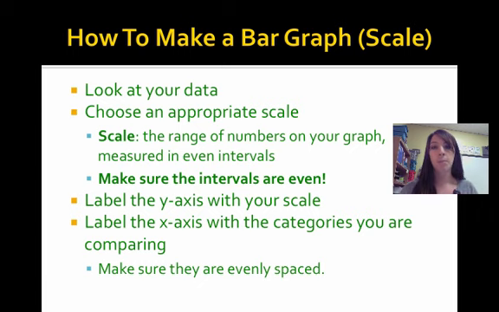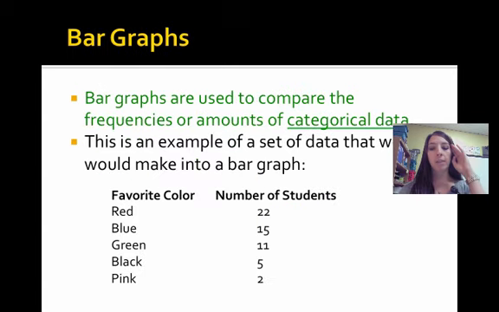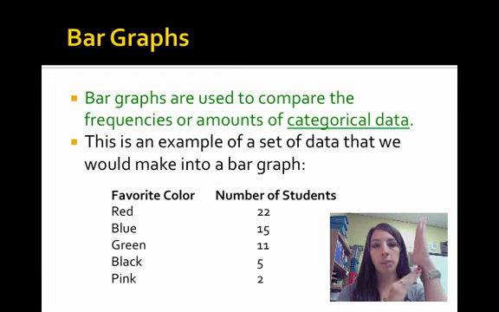We're going to practice making bar graphs. So you label your axis with your scale. The y-axis is the scale, and the x-axis is all the categories you're comparing. So the y-axis is numbers, and the x-axis is all the categories. So for this one, the y-axis would be the number of students, and the x-axis would be red, blue, green, black, or pink.